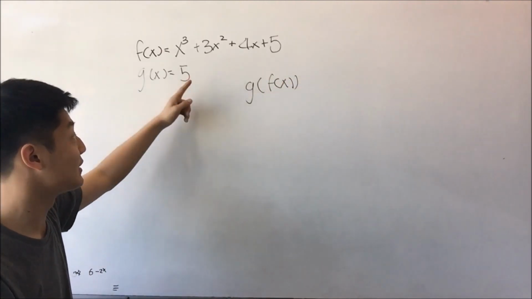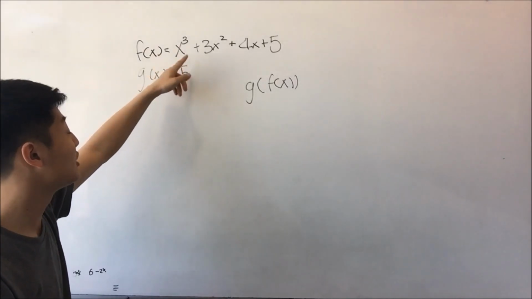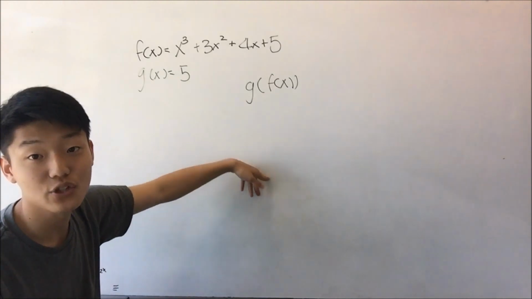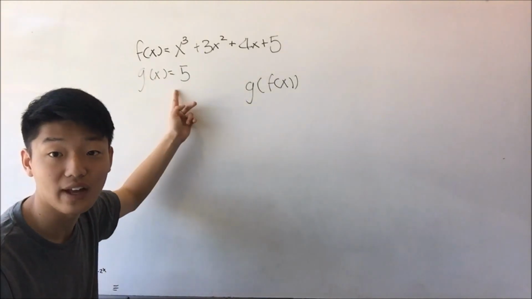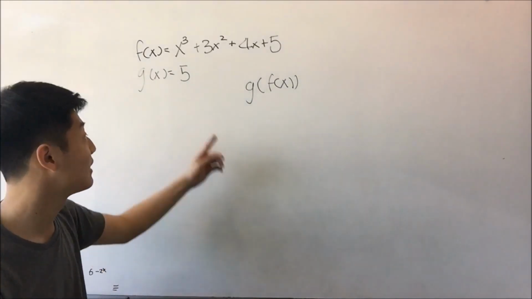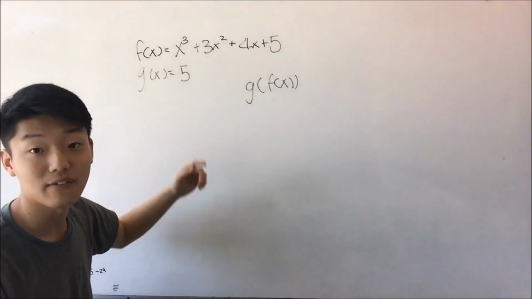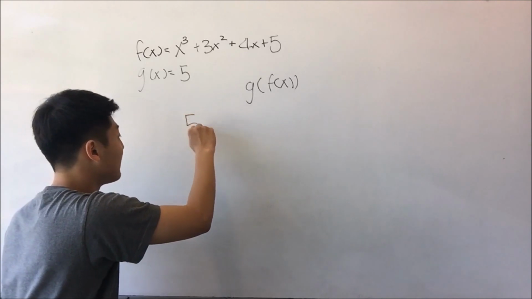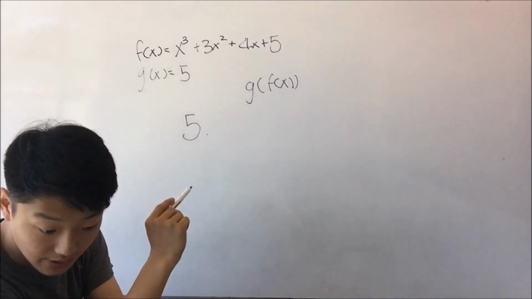This is really easy. Do not plug g into f of x, because it's g of f of x. That means you have to plug f of x into g of x. Is there any x's? No, you don't have anywhere to plug this function into. So the answer for number 2 is 5, which is E again.